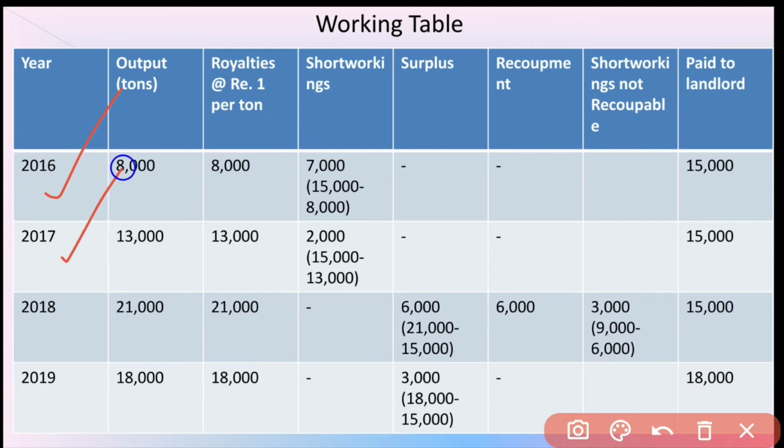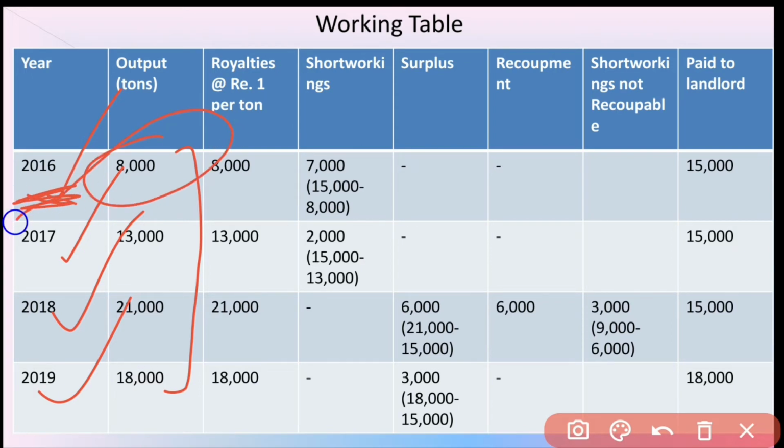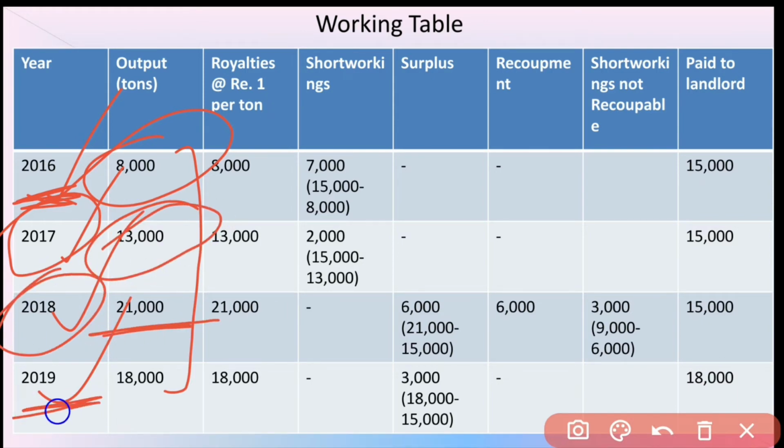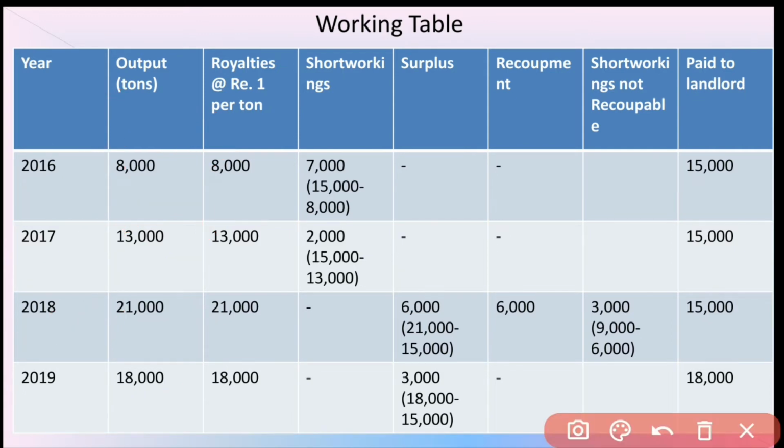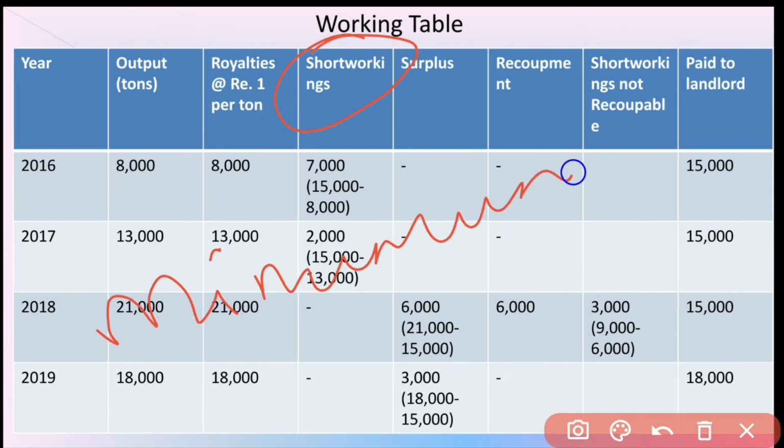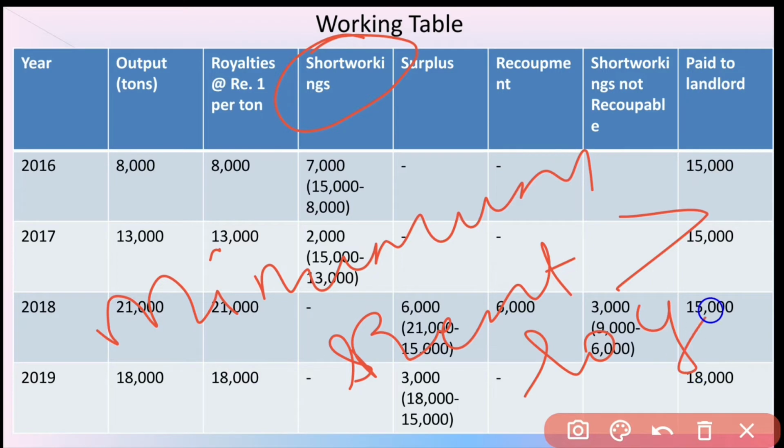Okay. Over here what I have done is I've made a working table for the 4 years, that is 2016, 17, 18 and 19. We've seen that our output for 2016 was 8,000, in the year 2017 it was 13,000, in the year 2018 21,000, and in the year 2019 it was 18,000, right? We've already computed royalty, that was ₹1 per ton. You can compute it very easily. Now, what was your short workings? Whenever your minimum rent is more than your royalty, it is the short workings, right?